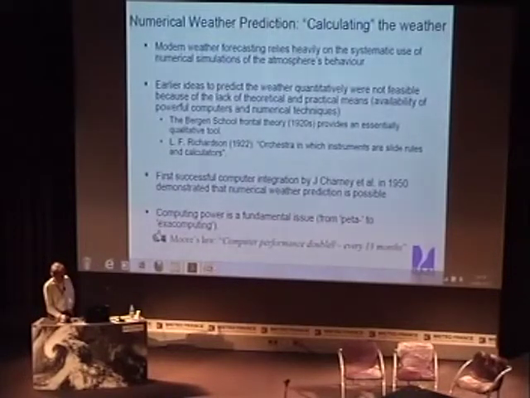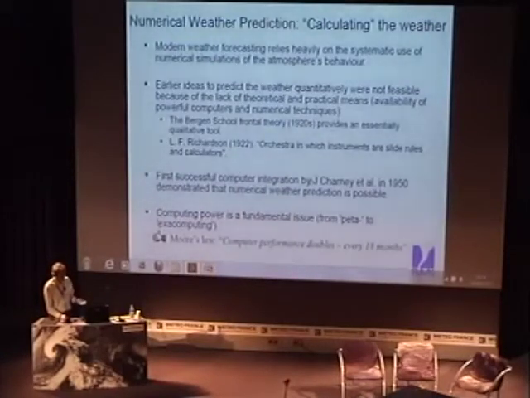So what we want to do is, in fact, calculate the weather. And this is not a new idea. It was already in some people's minds. For example, Lewis Fry Richardson in the 1920s had this idea of a big orchestra of people having their slide rules and calculators, with some coordinators and conductors in the center, telling each member of that orchestra where and how they have to perform these calculations.